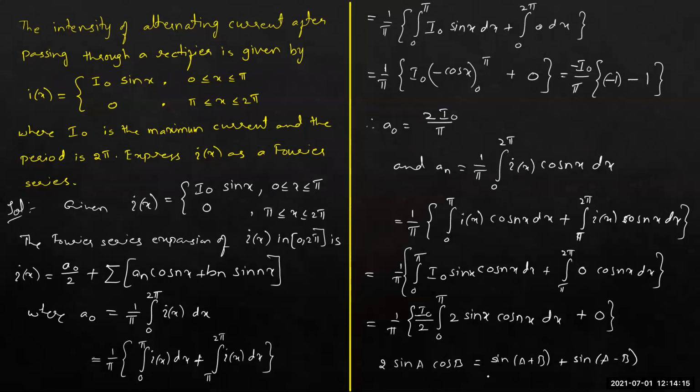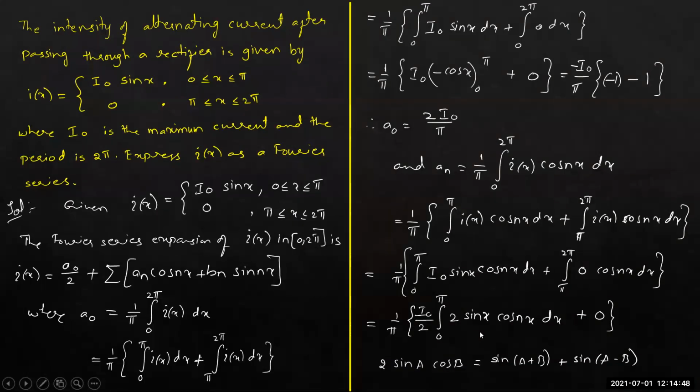Correct? Now using this formula, I'm trying to rewrite this integrand. When you compare the values here, you see what happens. A is equivalent to x and b is equivalent to nx. Right? Keep that in mind. I'm continuing this in the next slide.